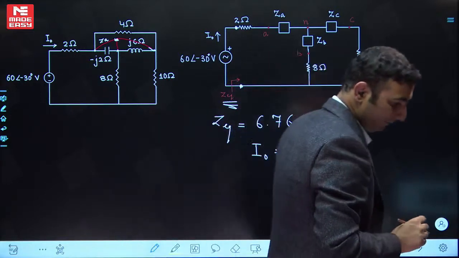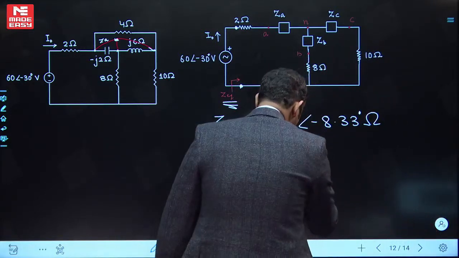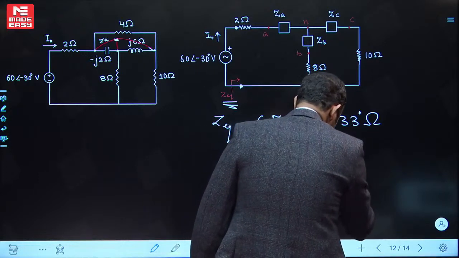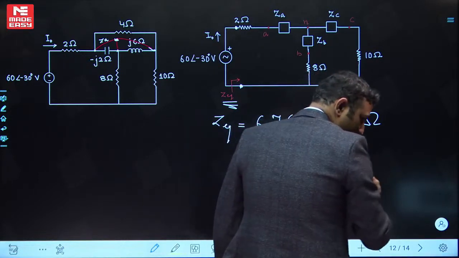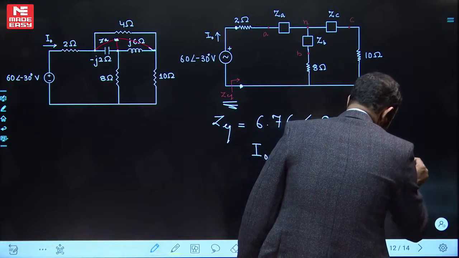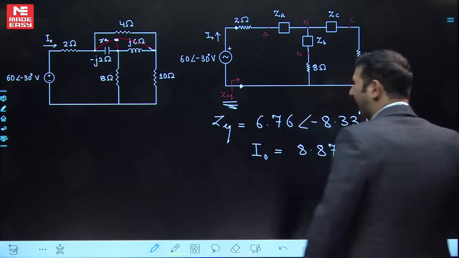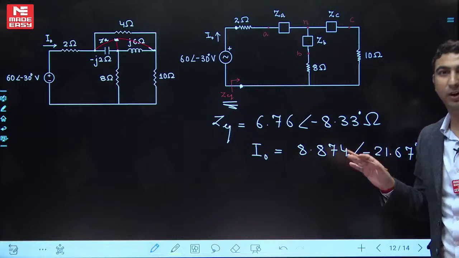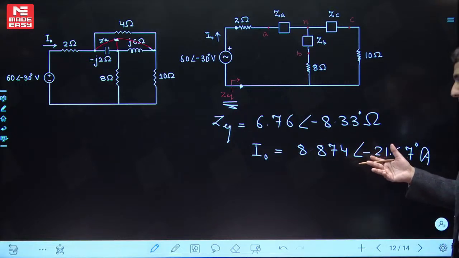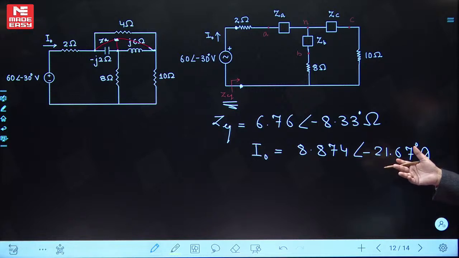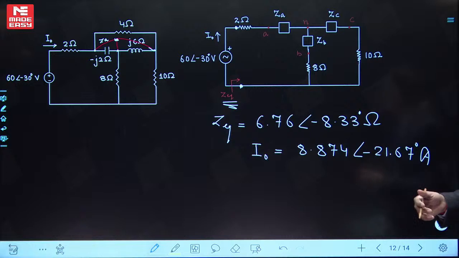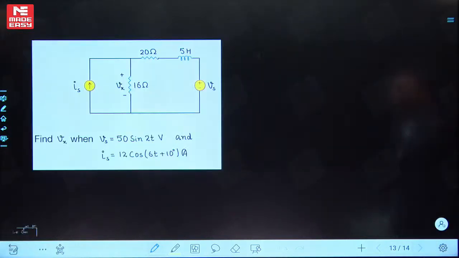I naught value we have 8.874 at an angle of minus 21.67 degree ampere. The final answers are just for your satisfaction, so that when you solve you should be able to see the answers finally. That's it. Okay, I hope you have copied it. This is the next question. Quickly see it, quickly think about what to do.